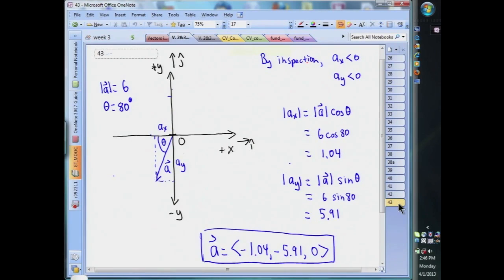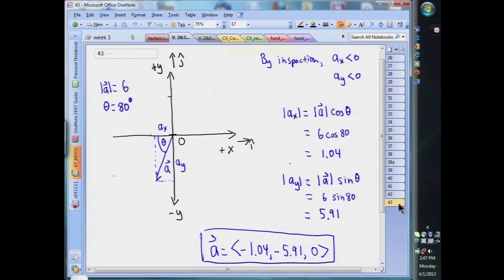It's helpful to draw a sketch here, where we show vector A making an angle of 80 degrees measured counterclockwise from the negative x-axis. With this sketch, we see that both the x and y components of A must be negative. Now, we're also told in this problem that the magnitude of A is 6 with no units.